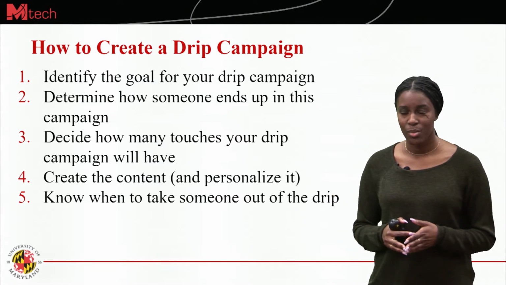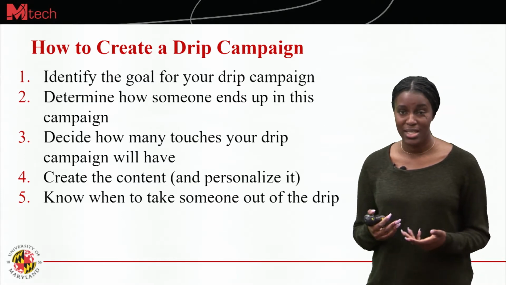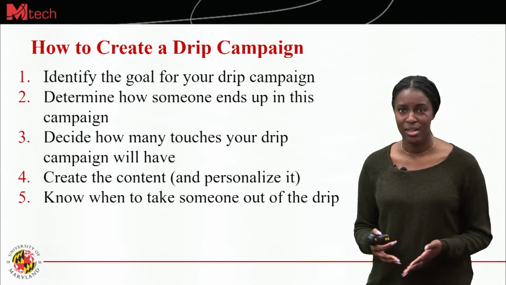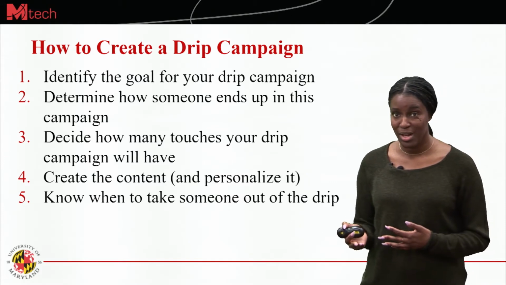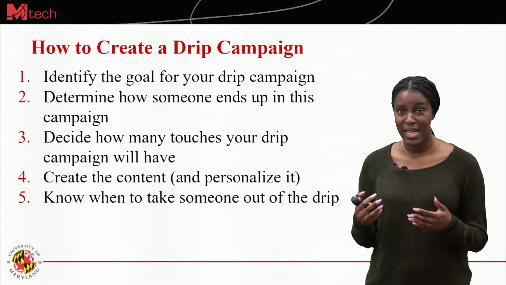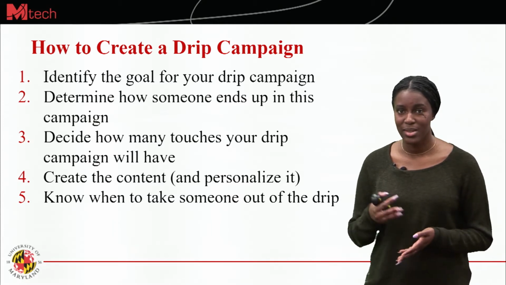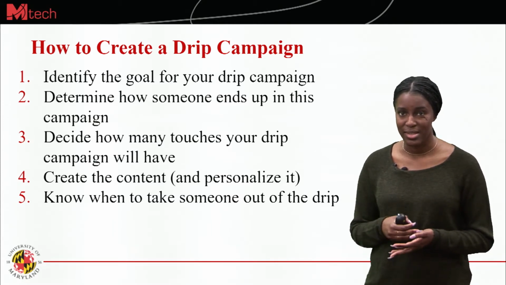After you've decided what your objective is, you also want to determine how someone would end up in this campaign. So what's the trigger? Are they signing up for an email? Are you getting their name from somewhere else? How do you actually enter someone into this flow so that they can then go through the series?